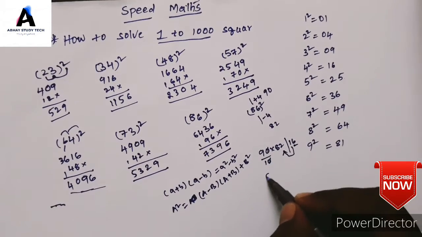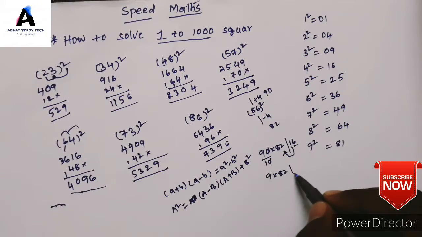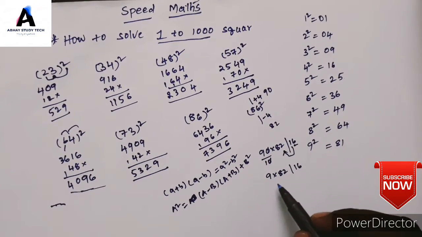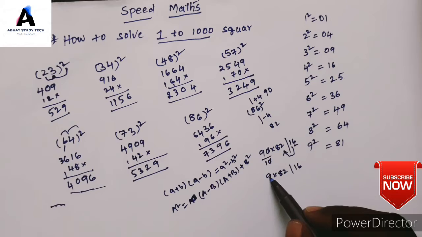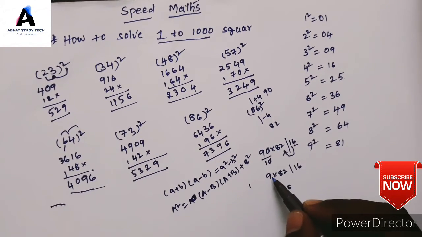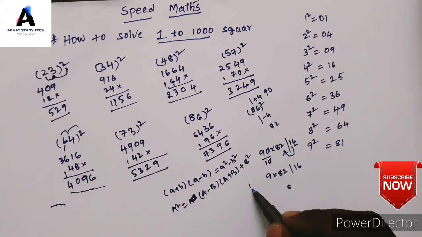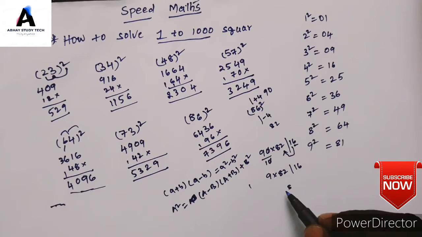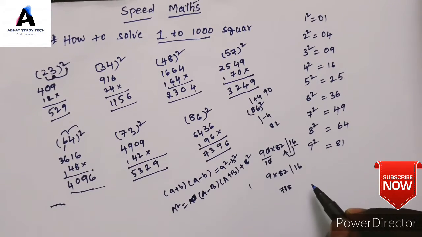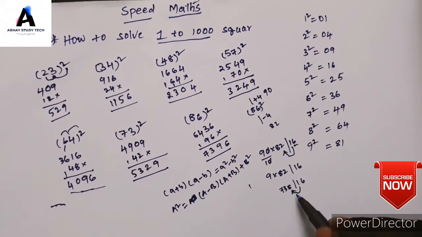0, 0 cancel. 9 into 82, and 16. 9 into 2, 18. 1 is carry. 9 8s are 72. 72 plus 1, 73. Write as 6. 1 is carry here. 7396 is the answer.